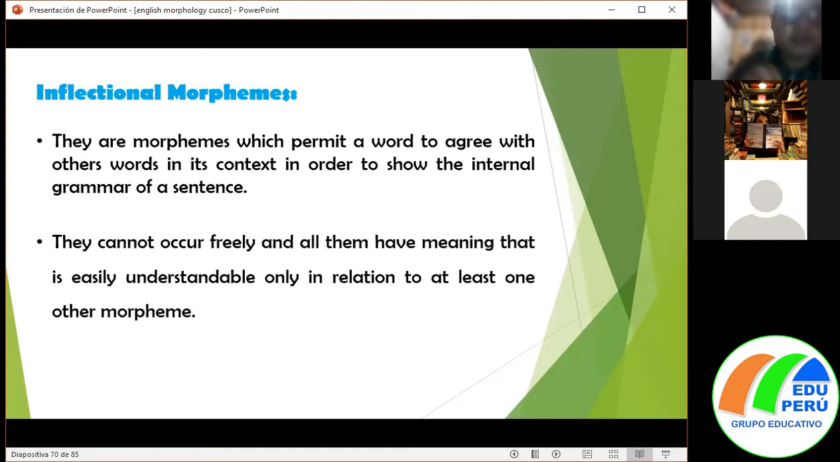And we use it a lot. We have just a few cases. In contrast to the derivational, we have just a few cases, but we use them a lot. They cannot occur freely and all have meaning that is easily understandable only in relation to at least one other morpheme. So here it says that they are bound. They cannot occur freely. And the meaning is understandable in relation to the other morpheme, all right? You can understand the meaning if we have the other morpheme.